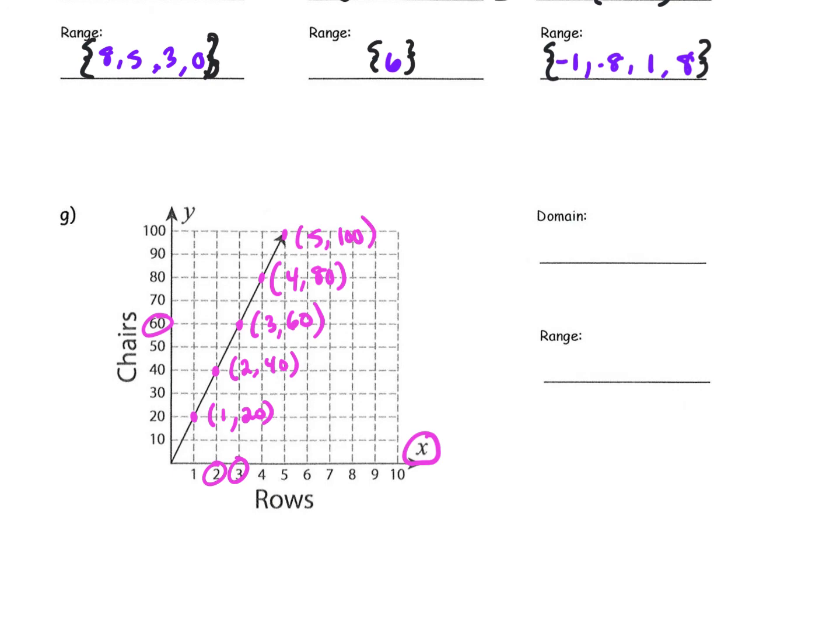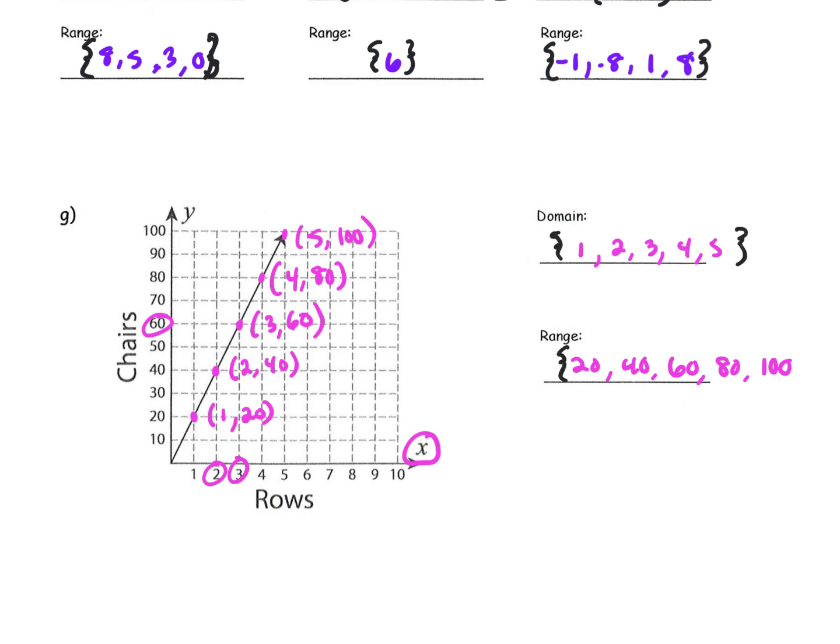All right, so as we look at this, now we can just go right straight up and look at the domain, which is 1, 2, 3, 4, 5, so that made it easy on us. And if we look at the range, well, that has a nice pattern too, 20, 40, 60, 80, and 100. So this is how you find them on a graph.